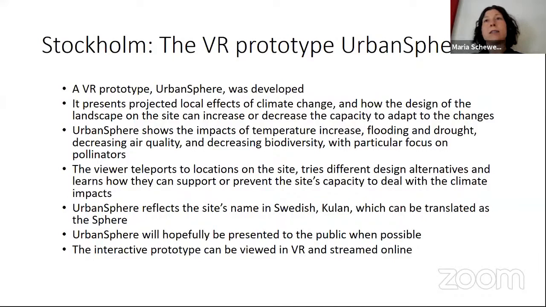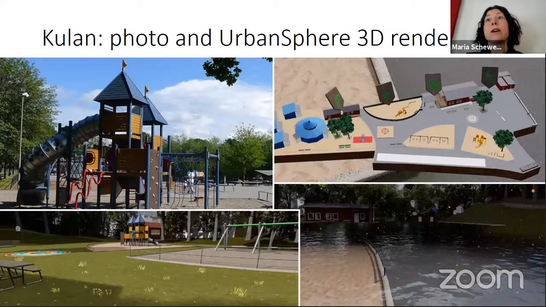These are just some snippets. The picture in the top left is a photo of Kulan. And then to the right, you see the model with the different stations in our 3D model that you can visit when you look at it online or in VR. Down to the left is an example of grass and meadow being presented. And on the right, you see air quality, you see flooding. And that is an example of how Kulan might look in the future if we don't think carefully of how the landscape is actually designed.